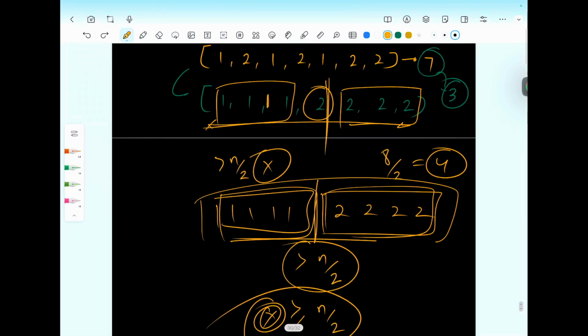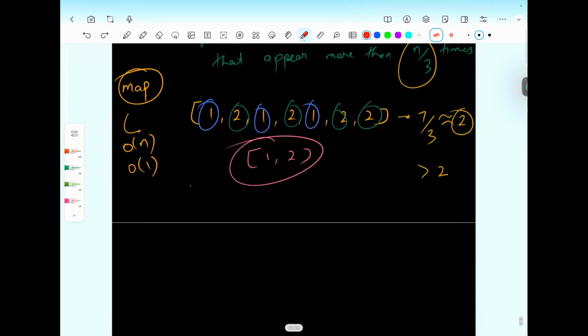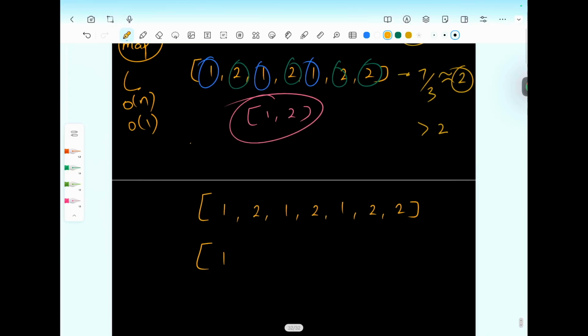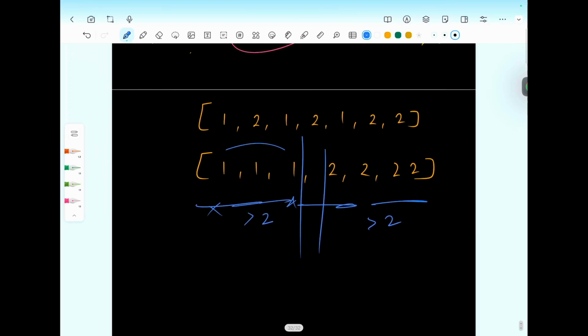In that concept we saw that if you want a number with frequency greater than n by 2, only one element is possible in that array. Similarly, this time you are dividing your array into 3 portions. Means if you sort this array, it will again become like this, right? So if you divide your array, basically you are dividing it into 3 portions, so only 2 answers are possible, right? Because for this portion we have a number of elements greater than 2, and for this portion also we have a number greater than 2, so we can take both of the elements.